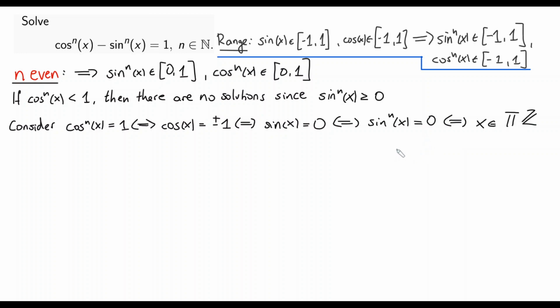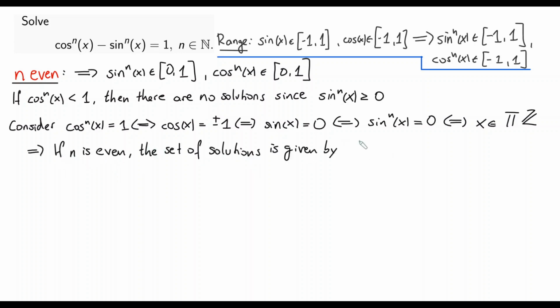Because, for example, we know that the zeros of the sine function are at the multiples of pi. So in conclusion we can say if x is a multiple of pi, then our equation here is solved, because then cosine to the nth is equal to 1 and sine to the nth is 0. So we can write this down. If n is even, then the set of solutions is given by a set that includes all the multiples of pi. So we write k times pi, where k is a whole number.